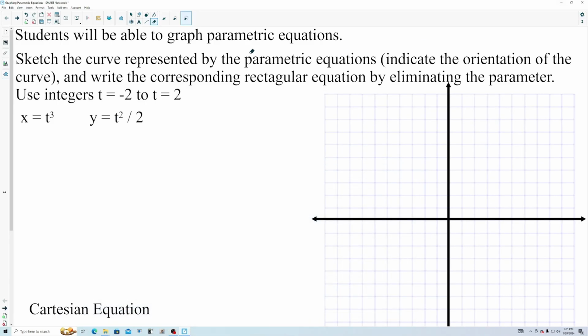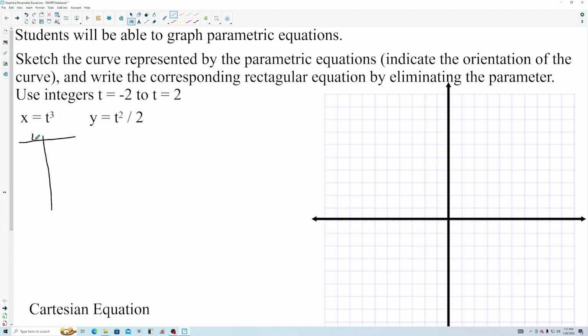Students will be able to graph parametric equations. Sketch the curve represented by the parametric equations, indicate the orientation of the curve, and write the corresponding rectangular equation by eliminating the parameter. On this particular problem, we're going to use integers from -2 to 2.